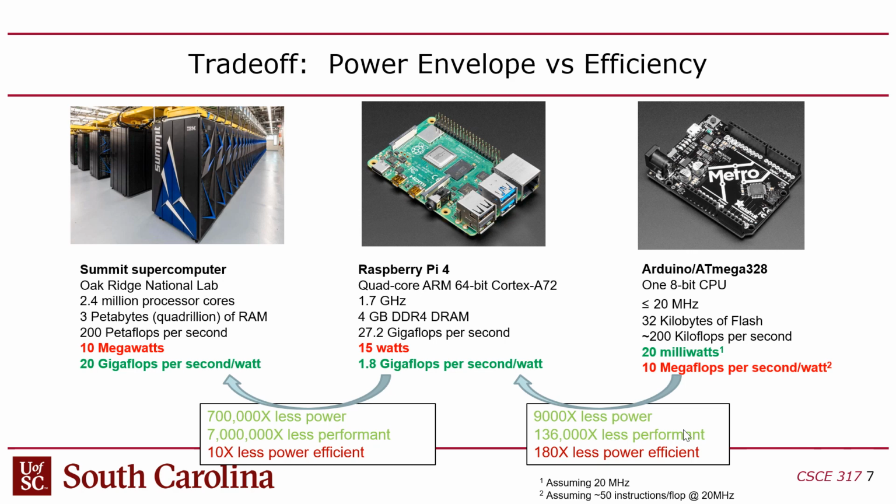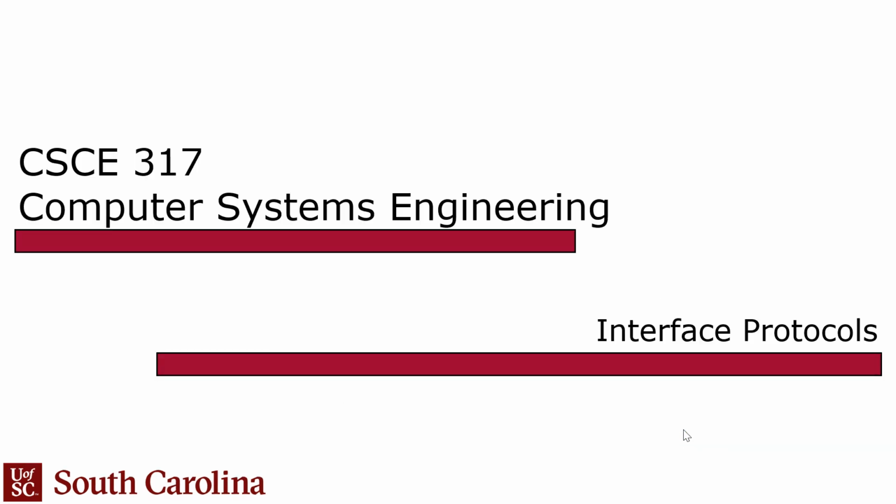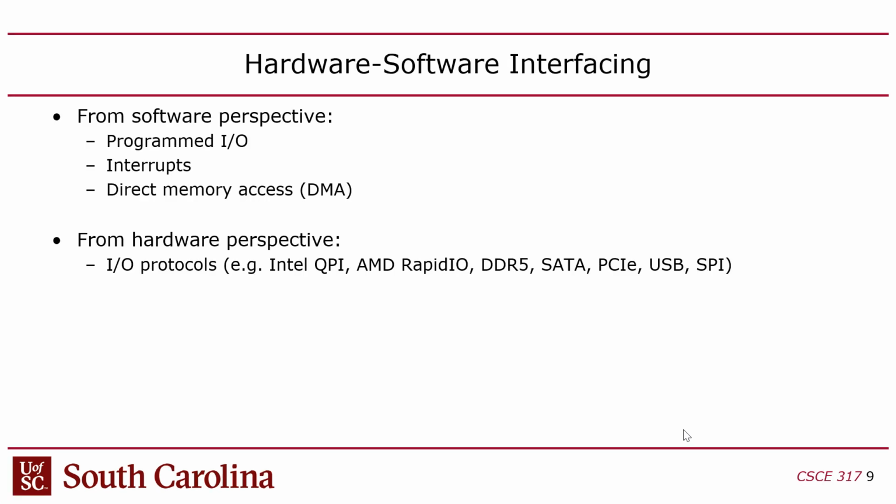And then the Raspberry Pi is right in the middle. The Raspberry Pi is a 15-watt processor, and it gets about 1.8 gigaflops per second per watt, because it gets about 27 gigaflops per second of floating point performance and uses 15 watts, right? I like this example because it shows that it's a huge challenge to make efficient and also low power processors. I mean, if you could get the same efficiency as Summit, your phone would last 3 years, right? If you could achieve the same level of efficiency as the supercomputer.